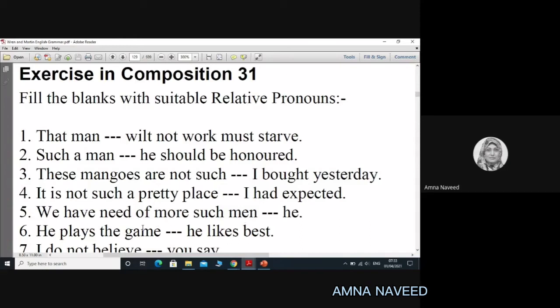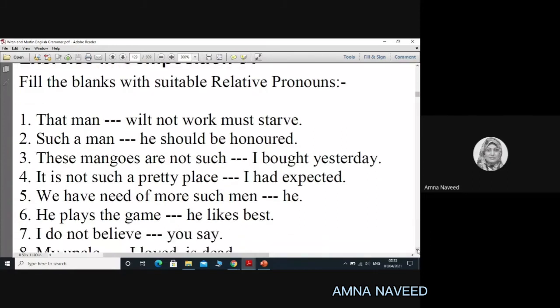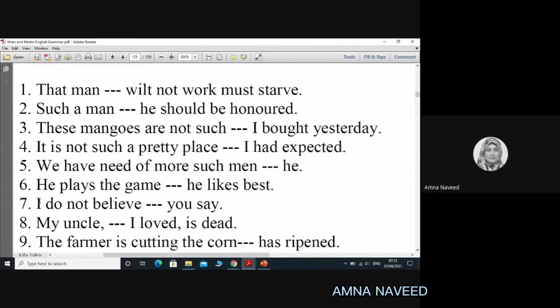Let's jump on to sentence number 6. He plays the game dash he likes the best. So there should be the best, not just best. So how would you fill this blank? He plays the game that he likes best or the best. Sentence number 7. I do not believe dash you say. Yes, what you say.